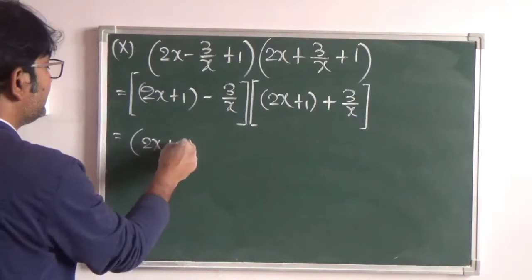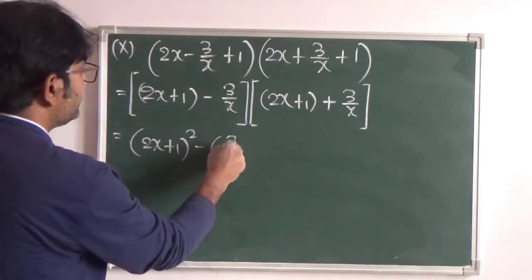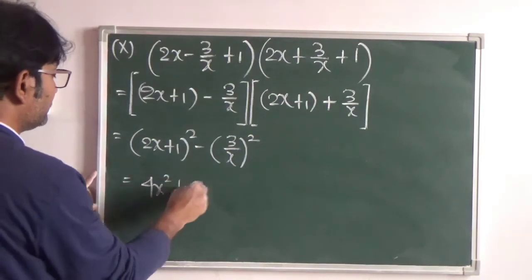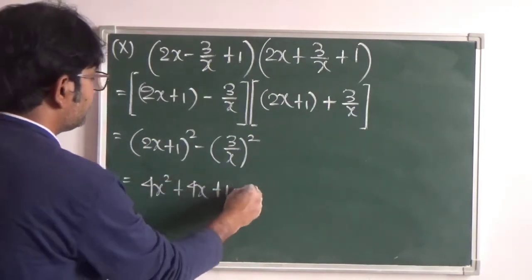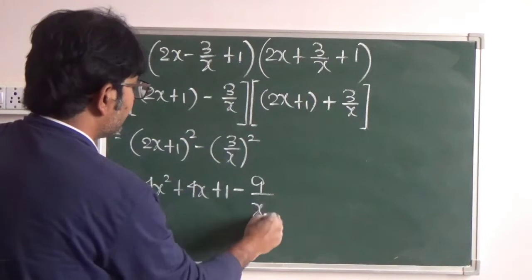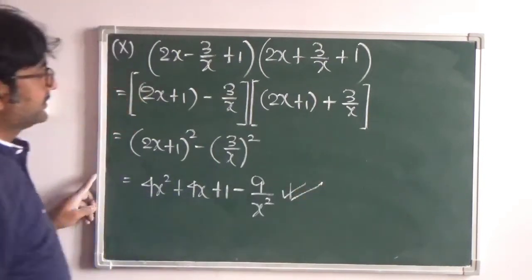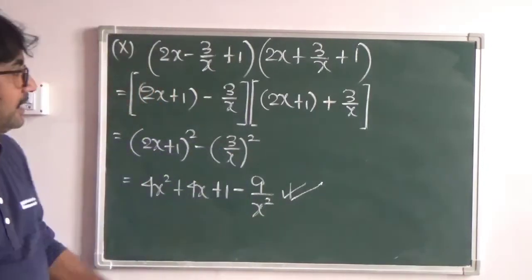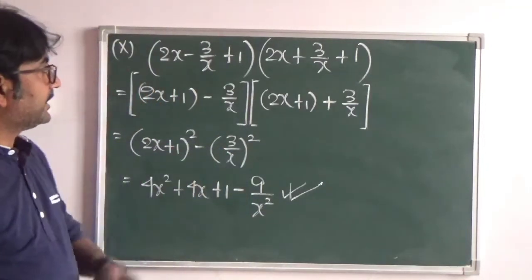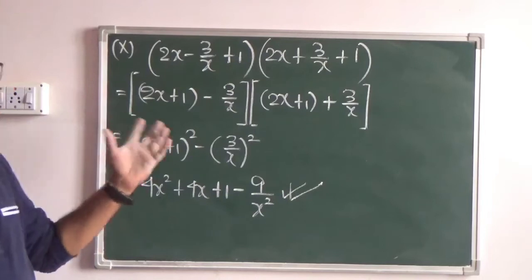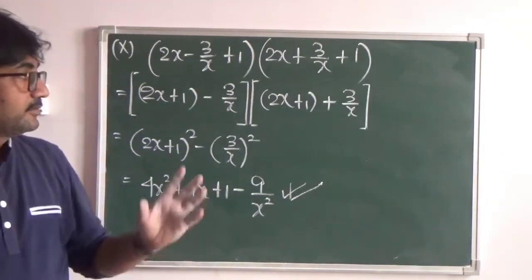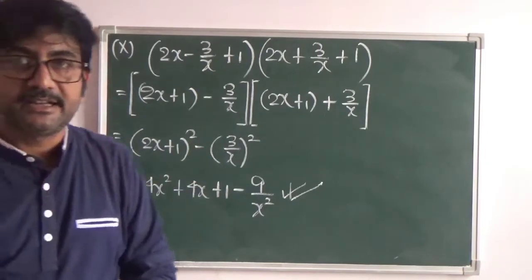So we know a² minus b². So it is 4x² + 4x + 1 - 9/x². So these are the very simple expansions that are based on the square of the binomials and then the difference of the squares of two numbers. So just have a look. I will come back again.